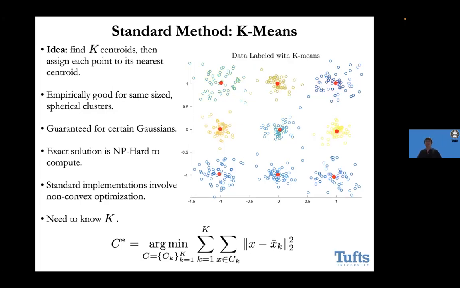It works well essentially for well-separated spherical-ish data sets. So essentially, I want to be able to draw balls around each of the clusters and not have those balls intersect too much. So I just ran k-means in MATLAB on the right and showing you the red dots are these centroids, and the labels are shown with the colors.